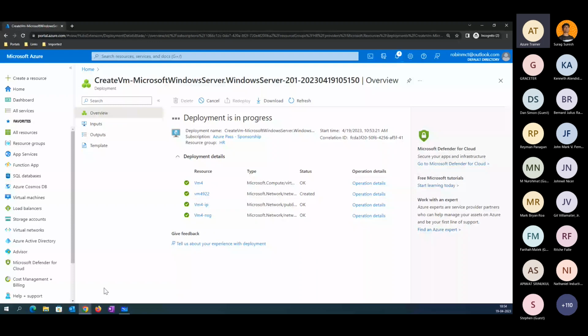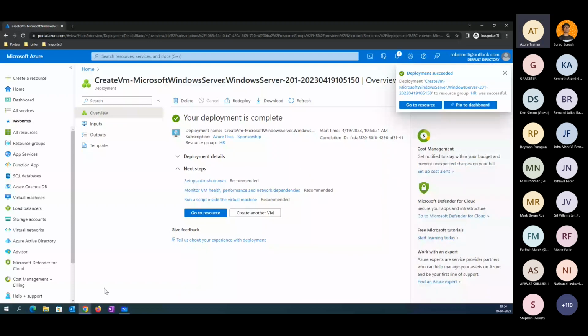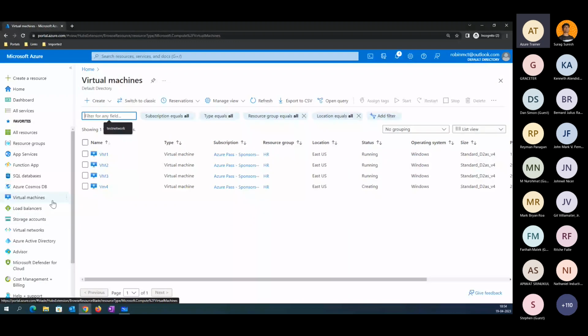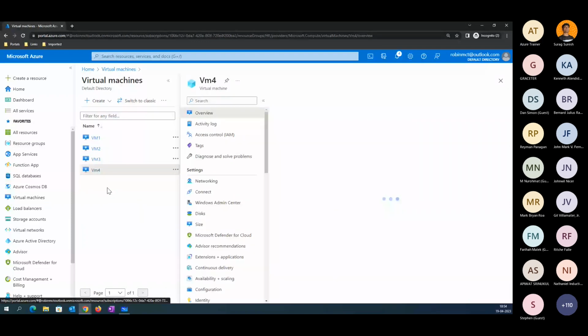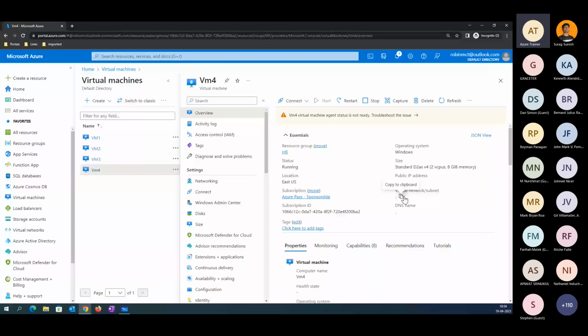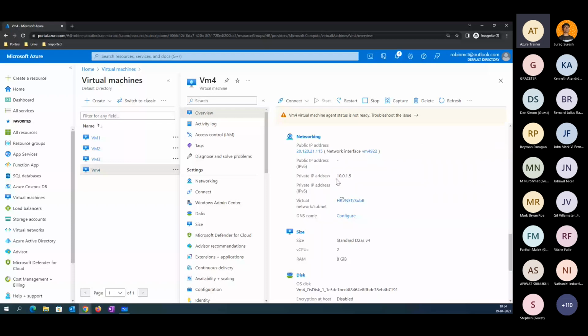Right now, you may be able to see the second VM has been created. The name we have given is VM4. If you go to the VM properties here, VM4 has been attached to subnet B. You may notice the range we are given is 10.0.1.5 here. I hope this point is clear to you, right?